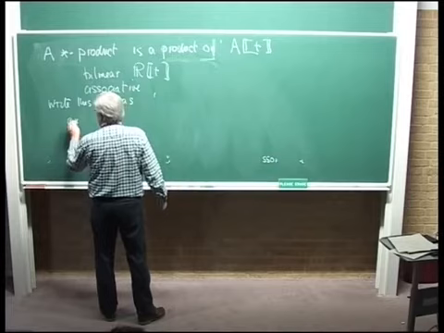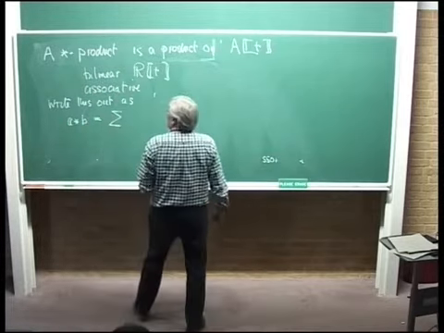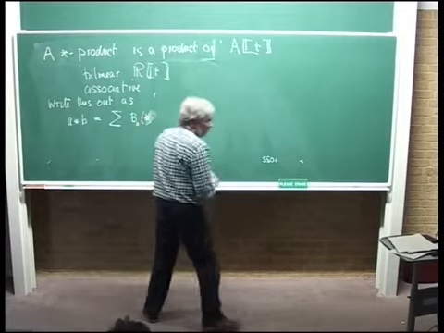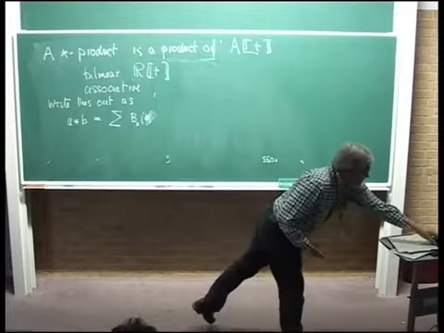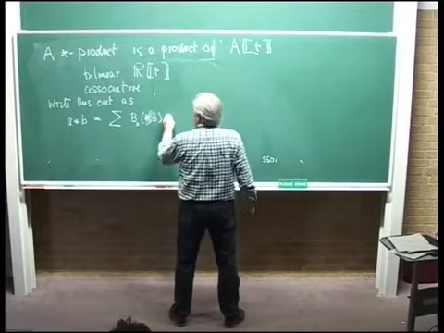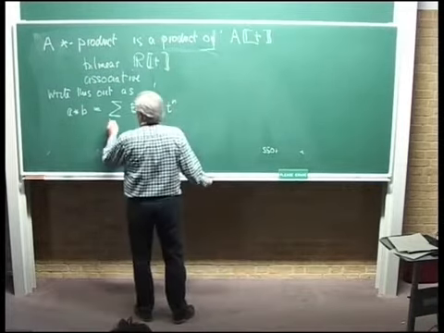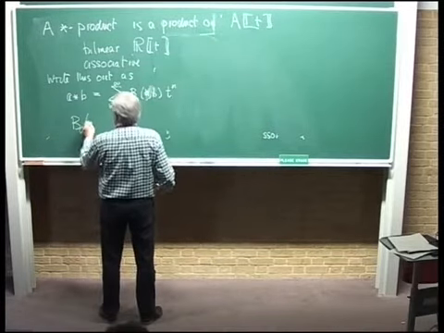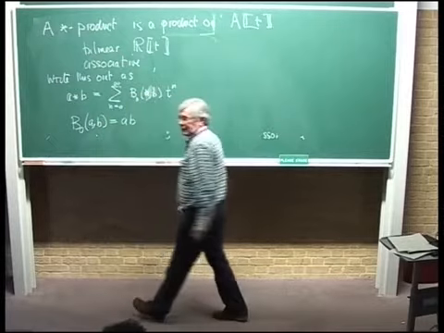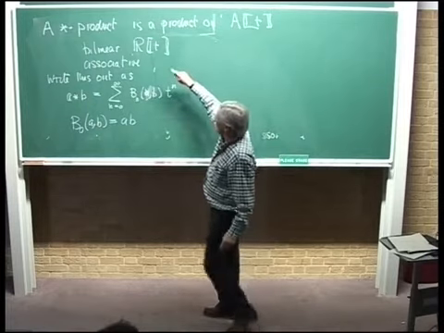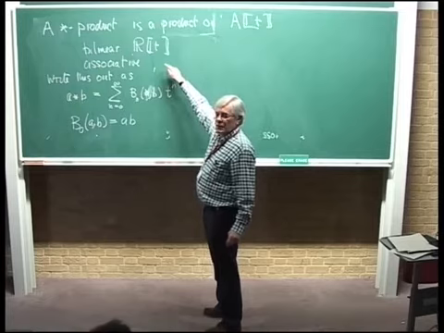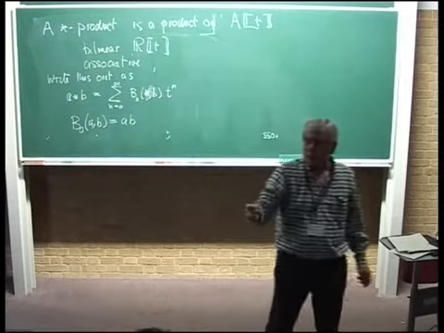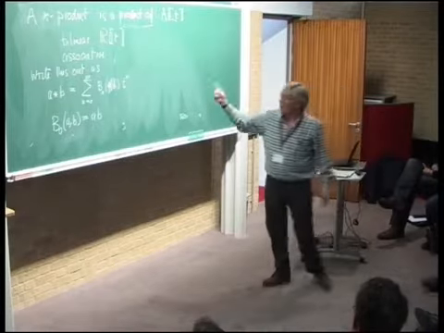A star B is equal to the sum of B n of A, B, T to the n. Okay, we can write it out like that, as a formal power series, and we require that B naught of A, B is just the product AB. So this product modulo T times R of T is just the product you've started with. So the leading term in this product is just the product AB, and then you can see that it's a deformation in the sense that when you put T equals 0, you get the product you started off with. So that's what we mean by a star product.